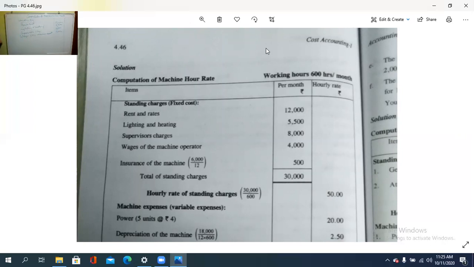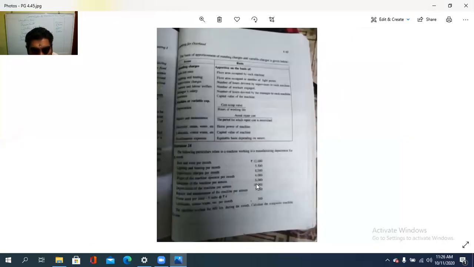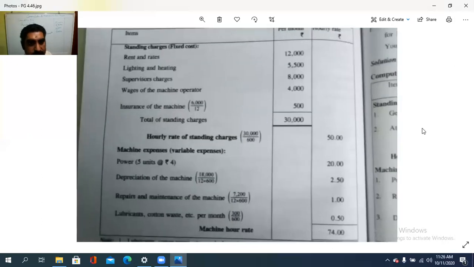Then insurance of the machine. Here we need to look at what the value of the insurance is. 6,000. Insurance is per annum, so we need to take it per month. So it is 6,000 divided by 12. So it is 500. Then total of fixed expenses. So total standing charges, it is 12 plus 5 plus 8 plus 4 plus 500. So 30,000.